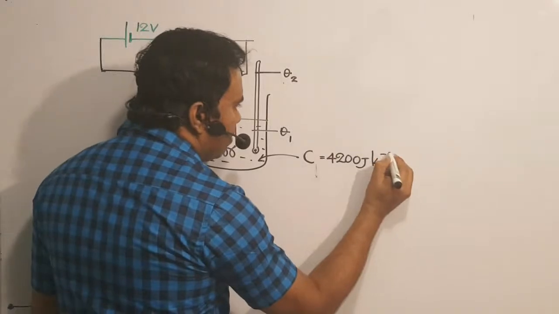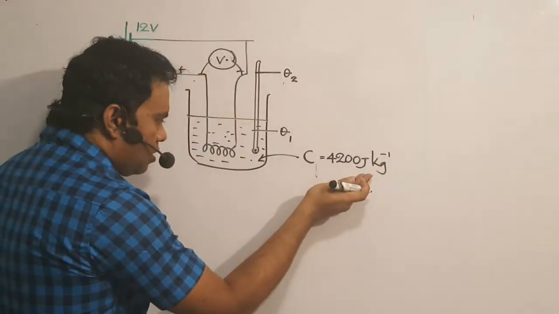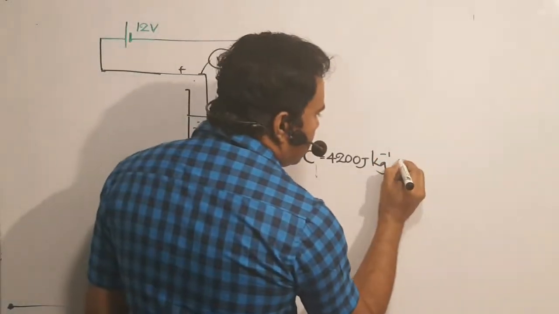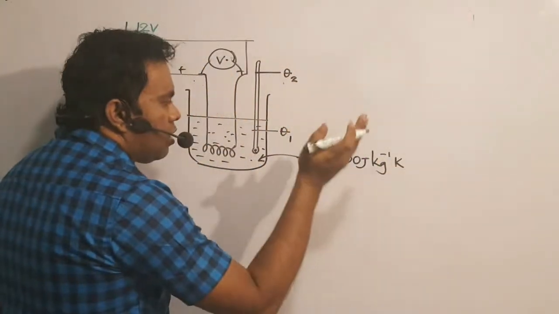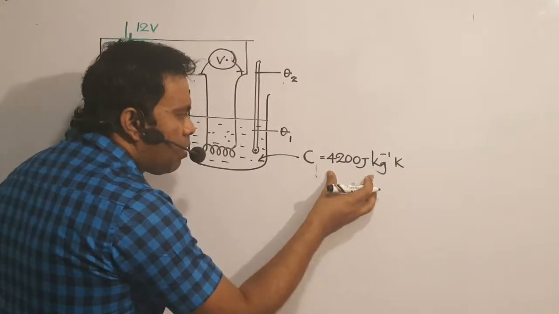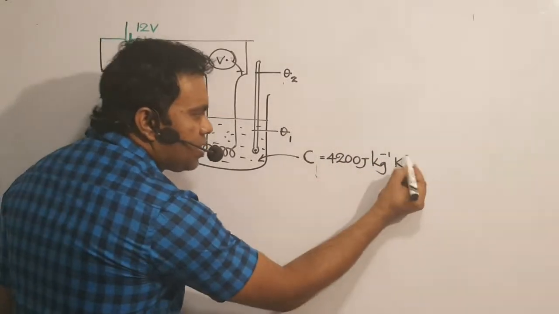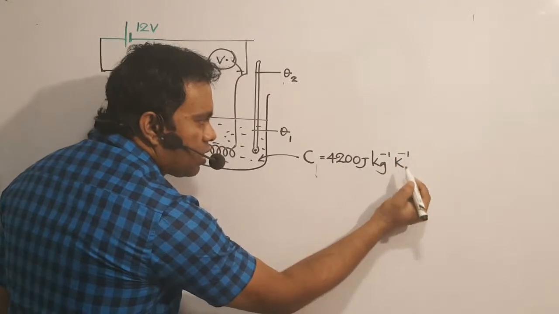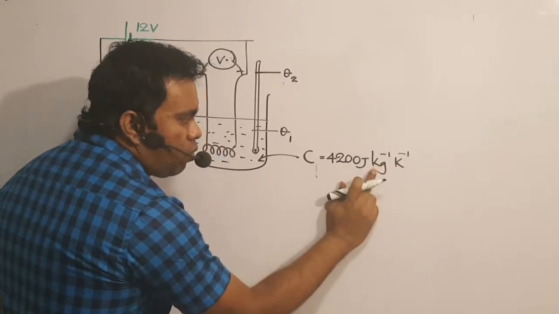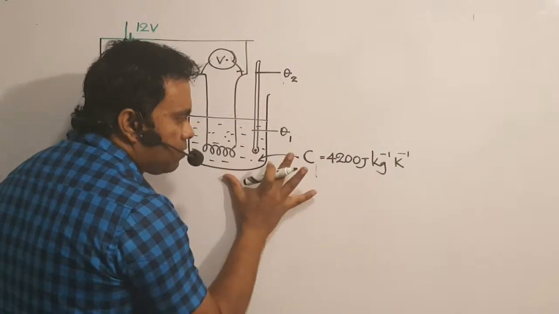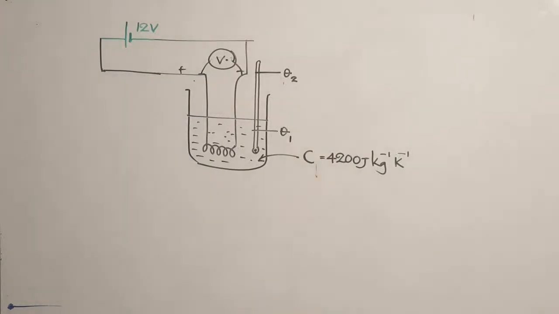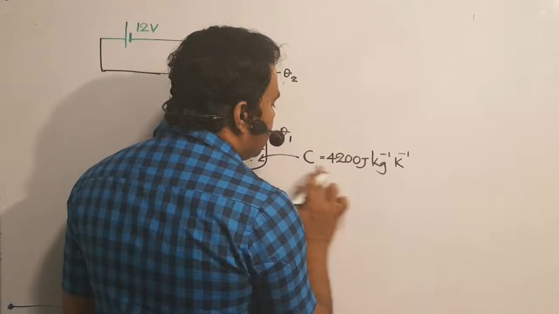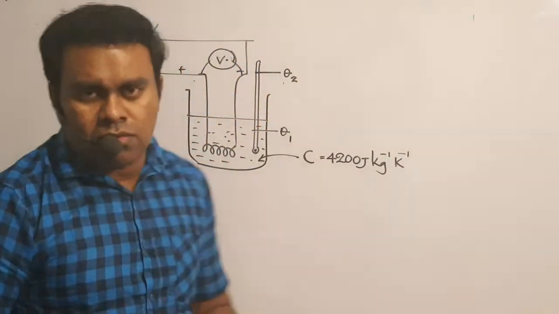Okay, per kilogram. 1 kilogram of water, by 1 degree Celsius or 1 Kelvin. So the required amount of heat to raise the temperature by 1 Kelvin per 1 kilogram of water is 4,200 joules. So that's the meaning of this. So we call that specific heat capacity.